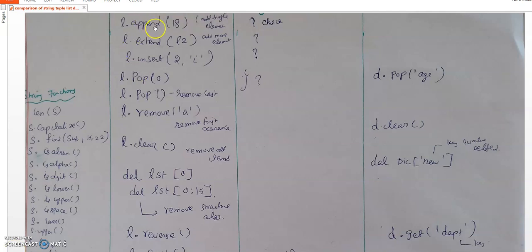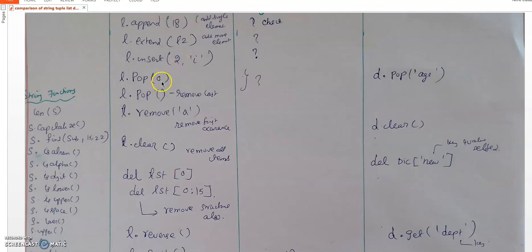So L.append means it will add the element at the end of the list. Append means we can add only one element at the end of the list. Extend means we can add more number of elements. Then insert means I'm giving some value and its index position. At that index position it will be inserted.